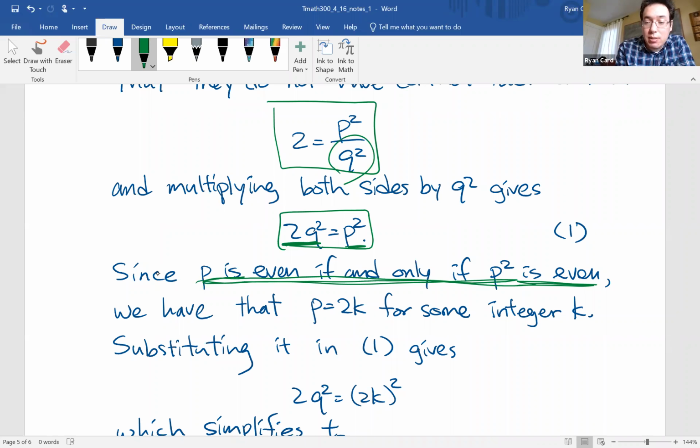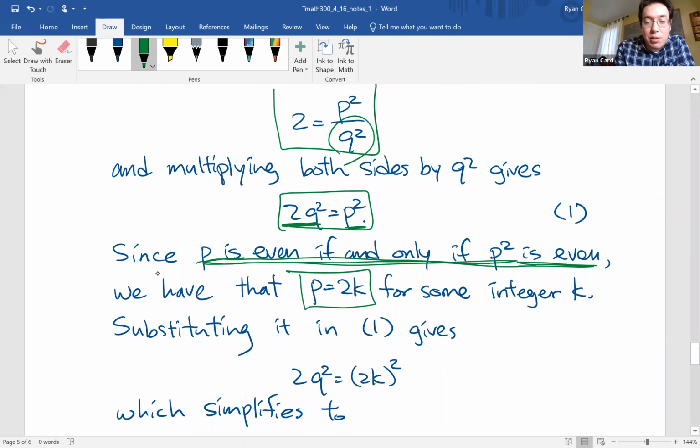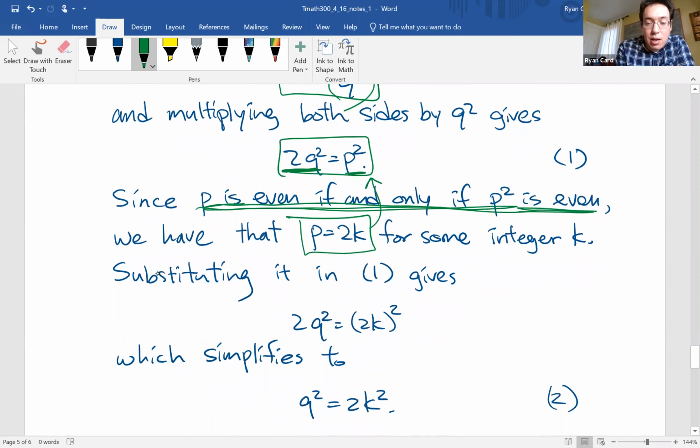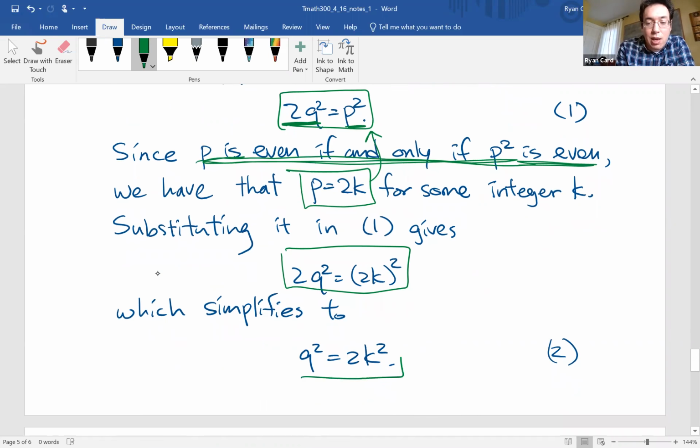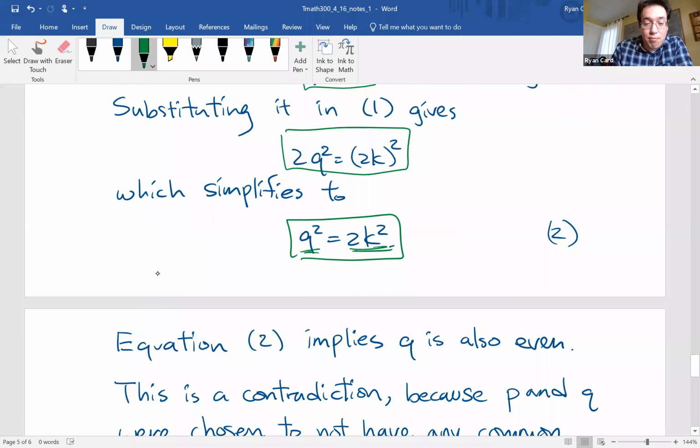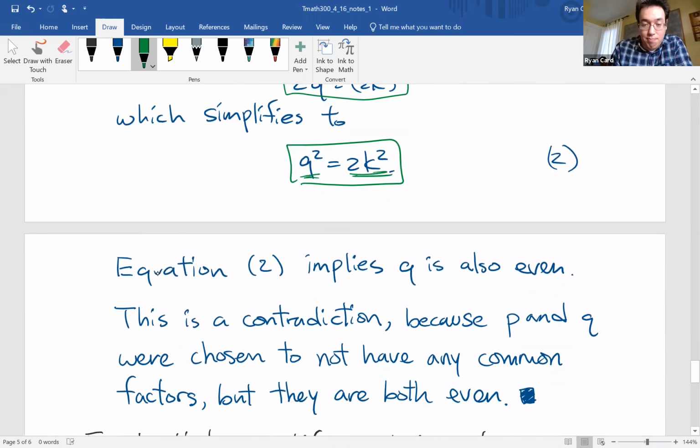So since p is even, I could write it as 2 times an integer for some integer k. And once you substitute this into that equation, we get this equation, 2q squared is equal to (2k) squared. If you square the right-hand side and simplify a little bit, you get q squared is equal to 2k squared. But this means that q is also even, right? Because q squared is equal to an even number. And that could only be true if q itself is even. Okay? So q is also even.